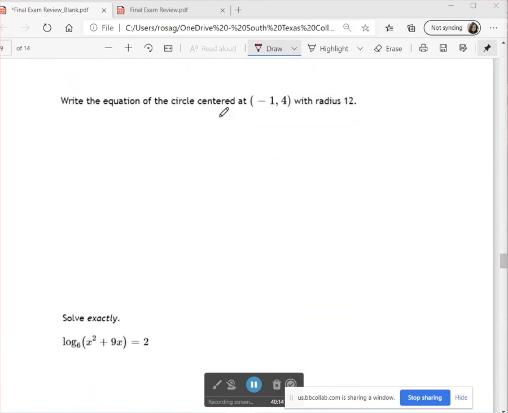This question is just write the equation of the circle. So it's basically plugging it in. We remember the circle is h and k and the radius is r. Now the formula for the equation of a circle looks like this.